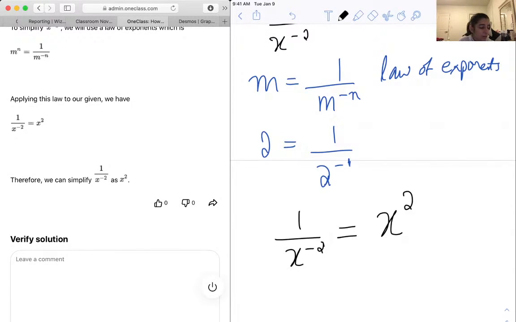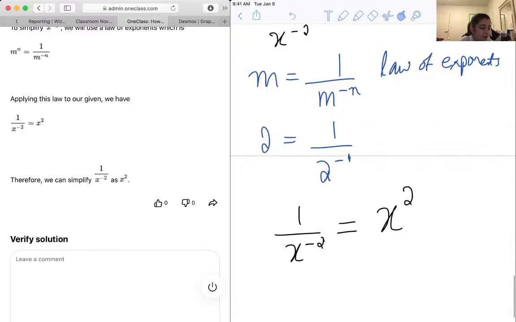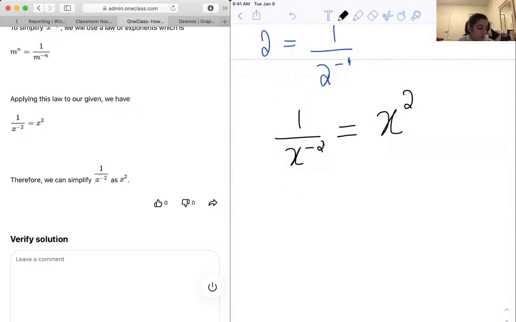Another example we can do is 1 over x to the negative 3. This would equal x to the power of 3, or x cubed.